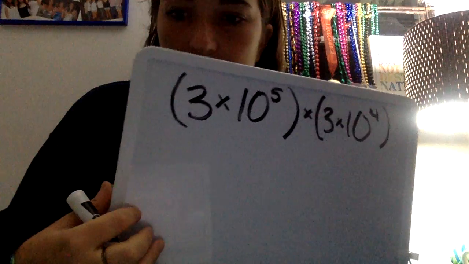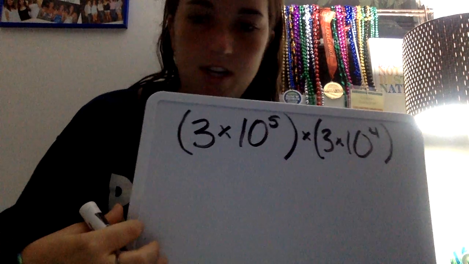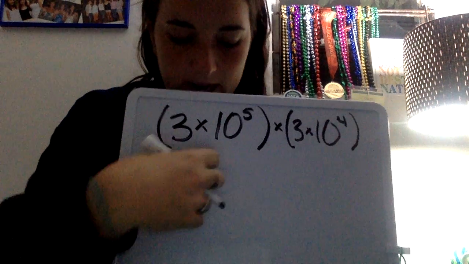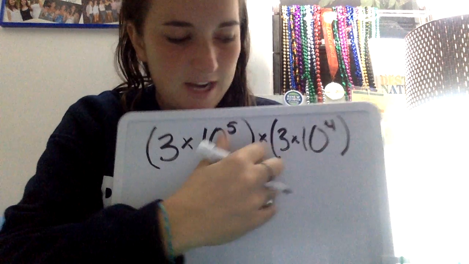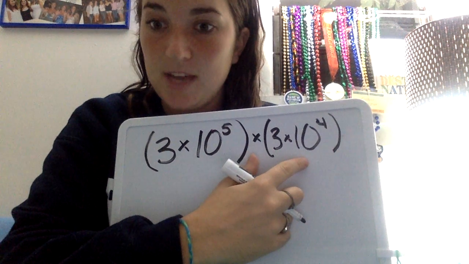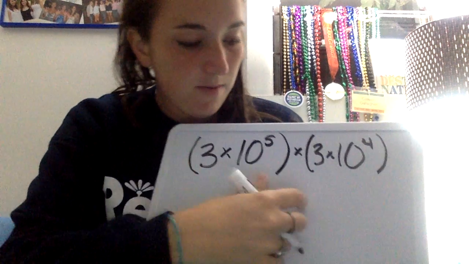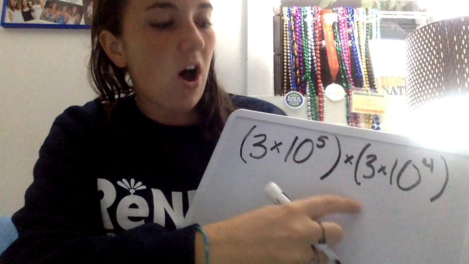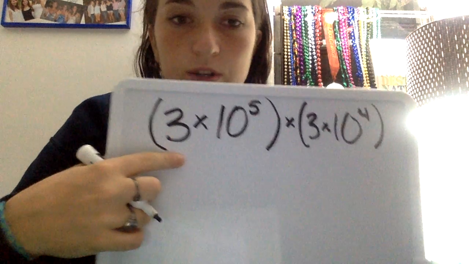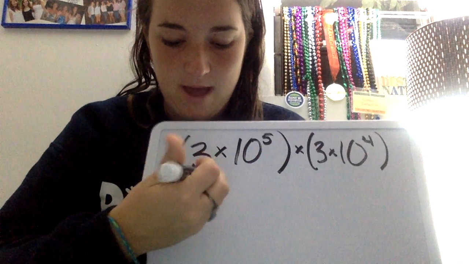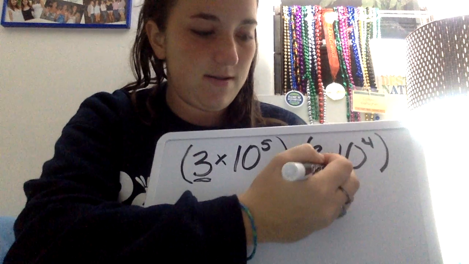So when we're multiplying in scientific notation, what operations do we have in this problem? Here we have multiplication, over here we have multiplication and here we have multiplication as well. So when we're multiplying this way, because it's all multiplication, we can multiply in any order. So I'm going to start by multiplying my numbers together.